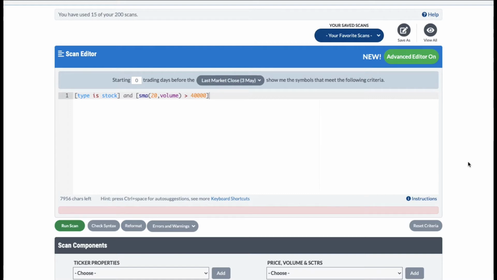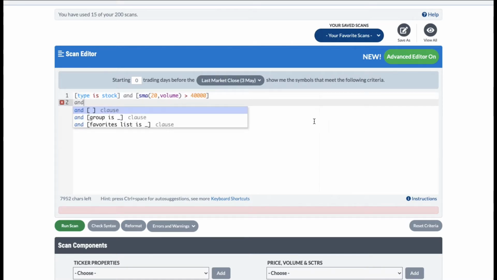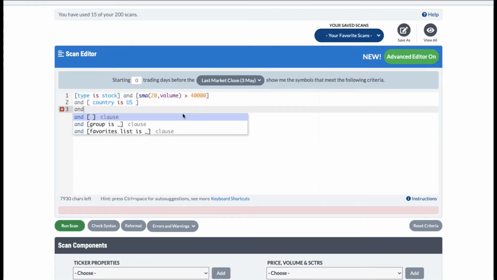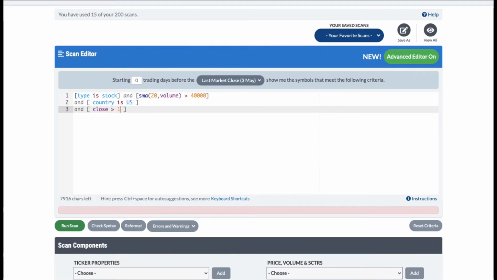To get started, we're going to put our filters in. We already have that the type is stock, and I'm going to leave the simple moving average for the volume because that's not really going to make too much of a difference here. But I do want to add a couple of filters. For those who have seen my previous videos, I do this pretty commonly, where the country is the US and the closing price is greater than $1.